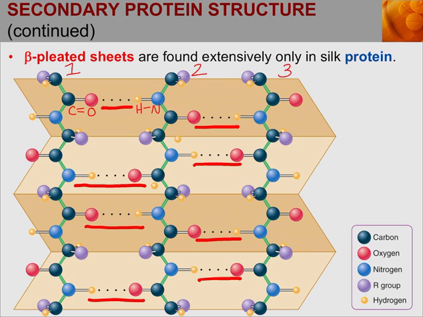Now notice that we have this pleated sheet that forms, and that's just due to the geometry of the atoms. Most of them are either in a trigonal planar geometry or a tetrahedral geometry. And that's going to create that pleated sheet structure.